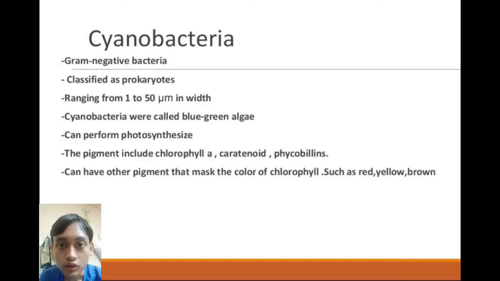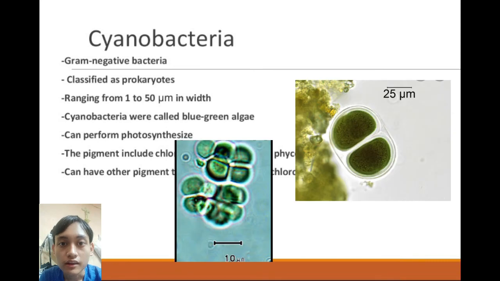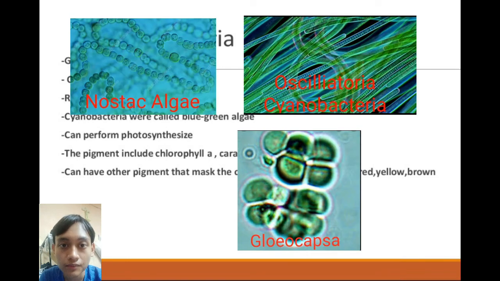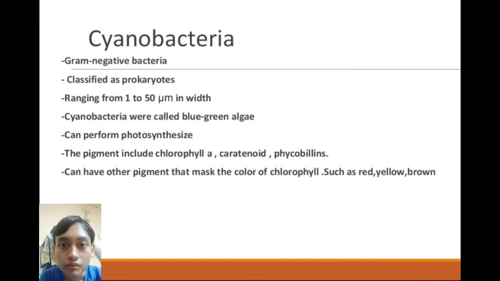Today I'm going to talk about cyanobacteria. Cyanobacteria are gram-negative bacteria and also classified as prokaryotes. They range from 1 to 50 micrometers in width. Cyanobacteria were called blue-green algae because most of them are blue-green in color. They can perform photosynthesis, which means they also have pigments. The pigments can include chlorophyll a, carotenoids, and phycobilins, which cause them to appear blue-green.